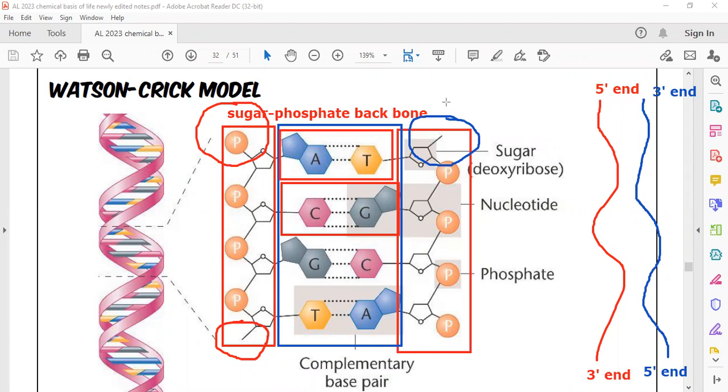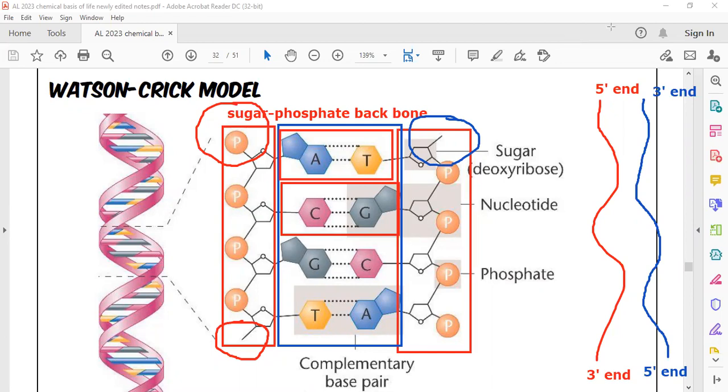Between guanine and cytosine, how many hydrogen bonds are present? How many hydrogen bonds between guanine and cytosine? Well, see the diagram. Between guanine, G, and C, guanine and cytosine. Okay.